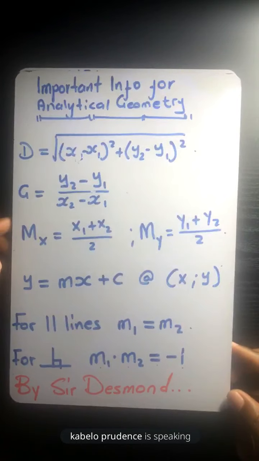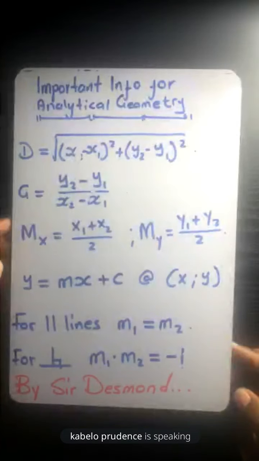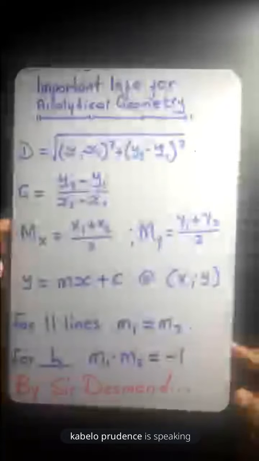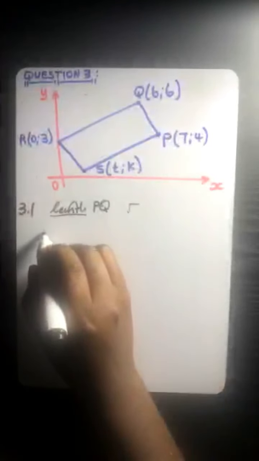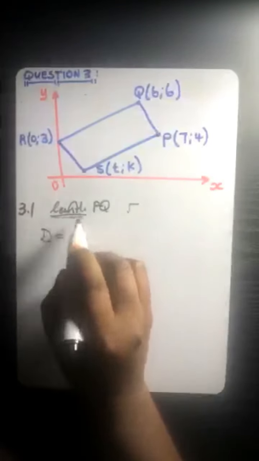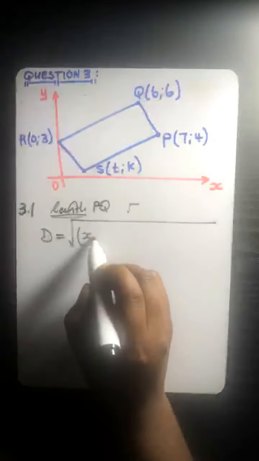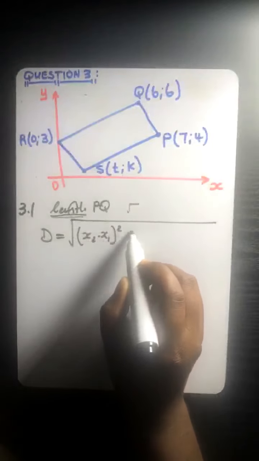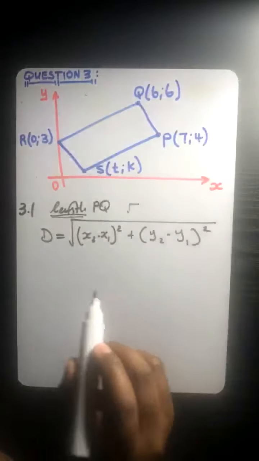Distance is equal to the square root of (x2 minus x1) squared plus (y2 minus y1) squared. So all that we need to do is to write that formula, and then the rest we'll see later. So the distance is actually the same as the length. So this is the square root of, let's say, (x2 minus x1) squared plus (y2 minus y1) squared.